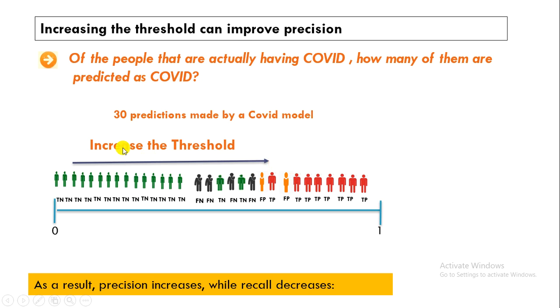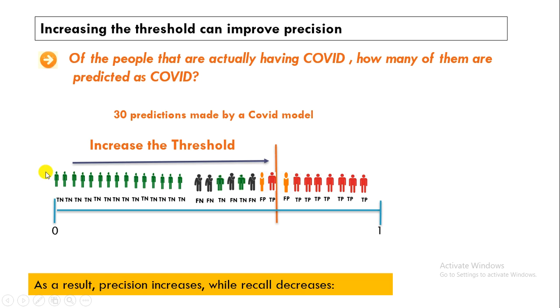In scenario 1, we have used the cutoff value of 0.75. Those people whose predicted probability is more than 0.75 are considered as COVID people. This is my cutoff value, the threshold value is 0.75. Those people who have the predicted probability more than 0.75 are considered as COVID infected people. On the left side of the threshold value, these people are considered as non-infected people.